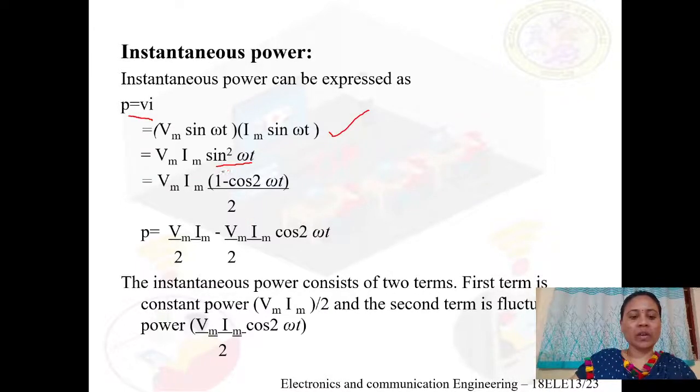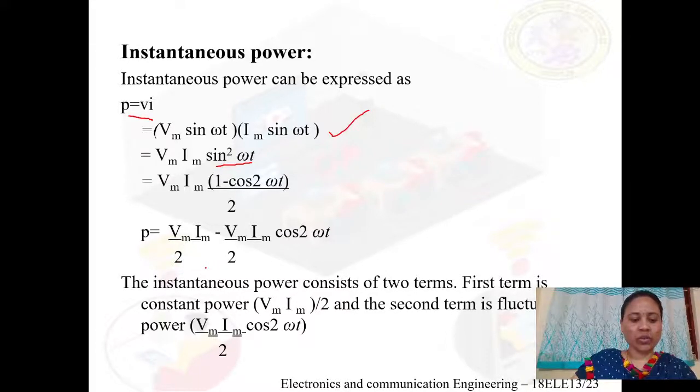Therefore, accordingly, we can just replace sin square omega t as 1 minus cos 2 omega t divided by 2. Okay. Let us rearrange this, split this term into two terms, Vm Im by 2 and minus Vm Im by 2 into cos 2 omega t.